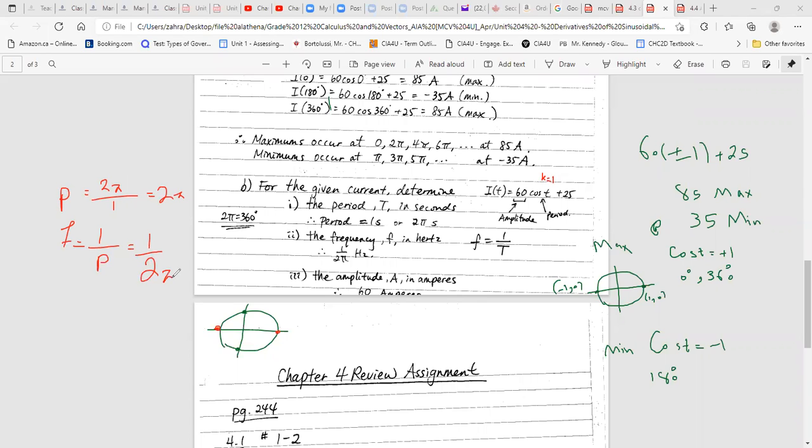The unit of that is going to be hertz. The period is in seconds, and the hertz is the same as 1 over second. The amplitude, what's the amplitude? Of course, 60 is your amplitude. And those are what it's asking for.